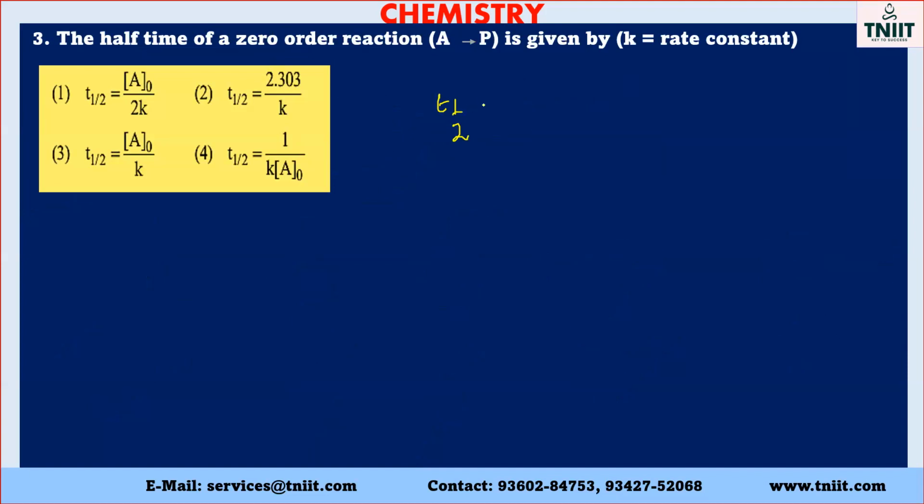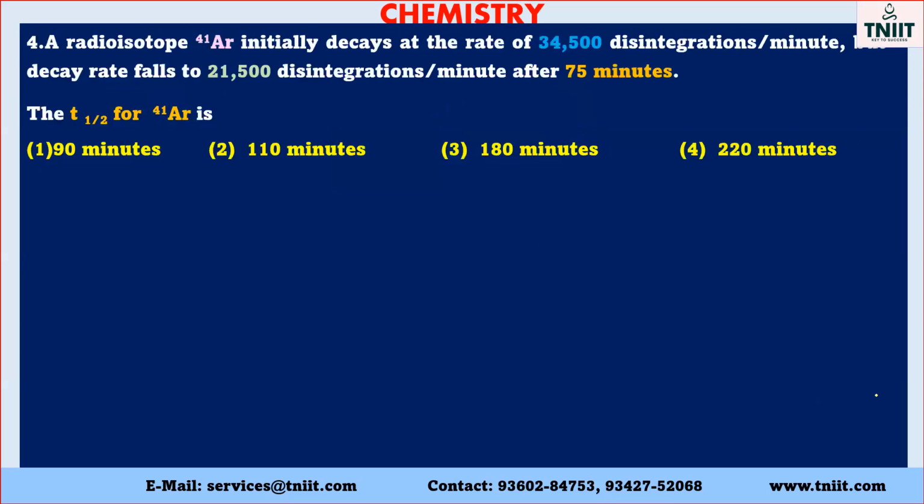T half for a zero order reaction is given by the formula: initial concentration, A naught by 2K. K is the rate constant. This is the relation. T half is equal to A naught by 2K. Hence, the answer for this question is option 1. The first option is right. This is a direct question. So this derivation we have done in the classes.